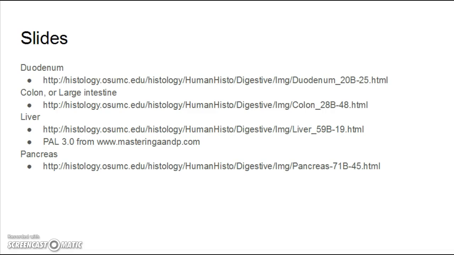And here are the slides that I'm going to be using. Most of them are going to be coming from the Ohio State University Medical Center. And for the portal triad, I will be using a slide from the Practice Anatomy Lab from Mastering A&P.